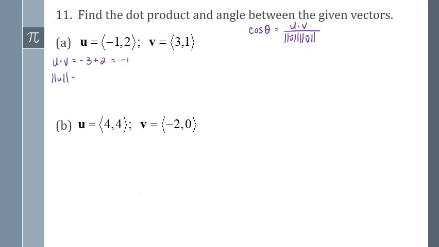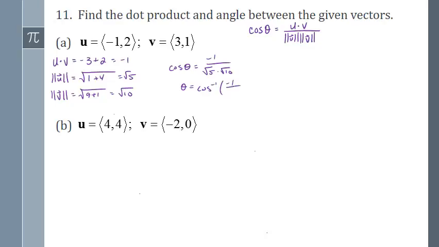Magnitude of each vector: we've got the square root of 1 plus 4, so that's rad 5, and the square root of 9 plus 1, which is rad 10. So cosine of our angle is equal to negative 1 over rad 5 times rad 10. So the angle itself is the inverse cosine of negative 1 over rad 50.